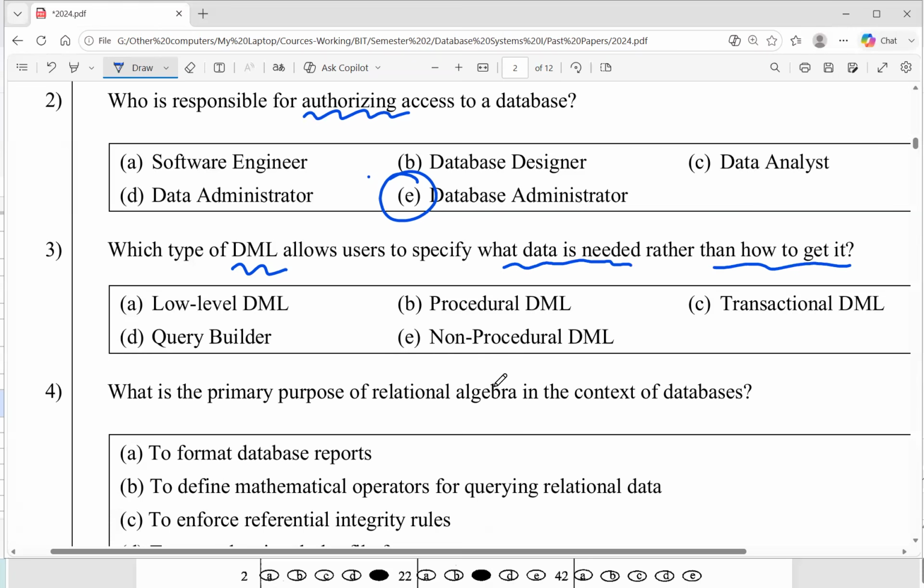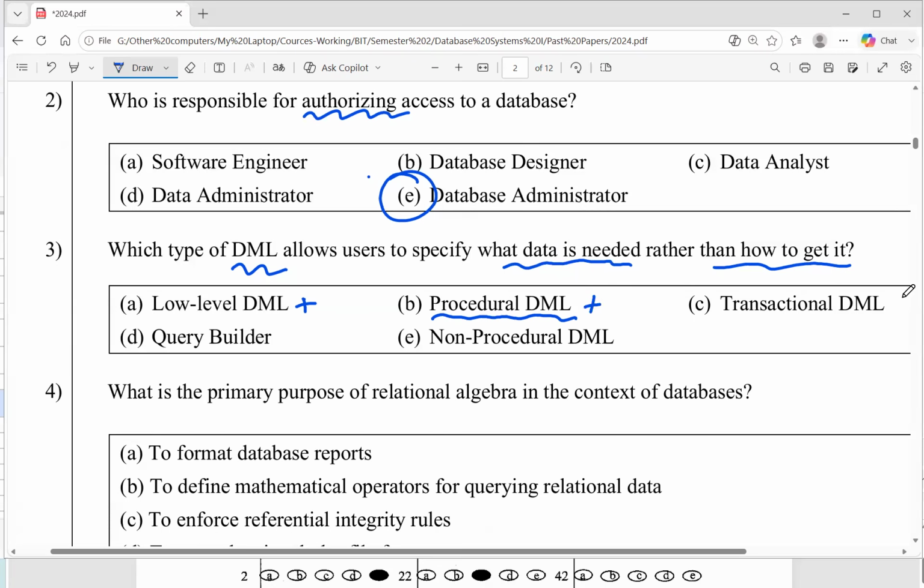Remember the first generation languages, second generation. First generation is machine code, second generation is assembly code, third generation is procedural, fourth generation is you tell what to do, not how to do. So that is more declarative, not procedural. Procedural means you tell the procedure. It should not be low level, not procedural. Remember, SQL is not procedural. Fourth generation, non-procedural.